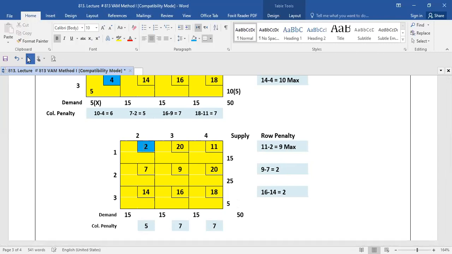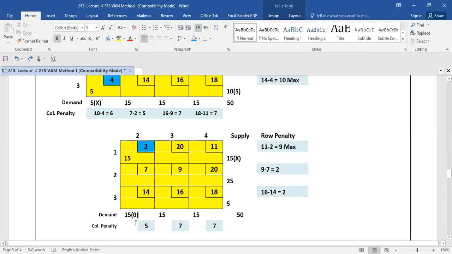So I will highlight this cost to show you that this is the minimum cost in this row, and you will see that here we have 15 as the demand, supply as 15, both are equal, so there is a tie. So you will make your allocation, you will put 15 here and put cross in front of 15 on the row side and put 0 in front of 15 on the column side.